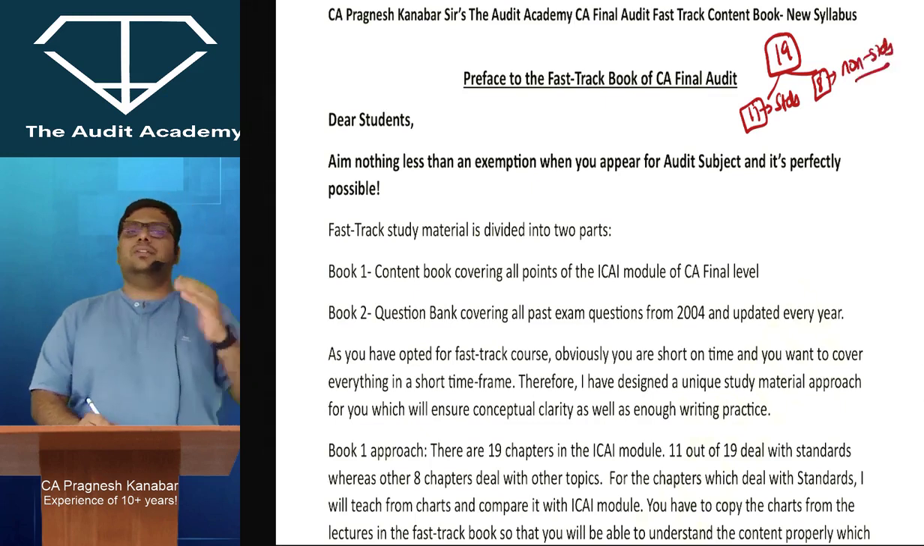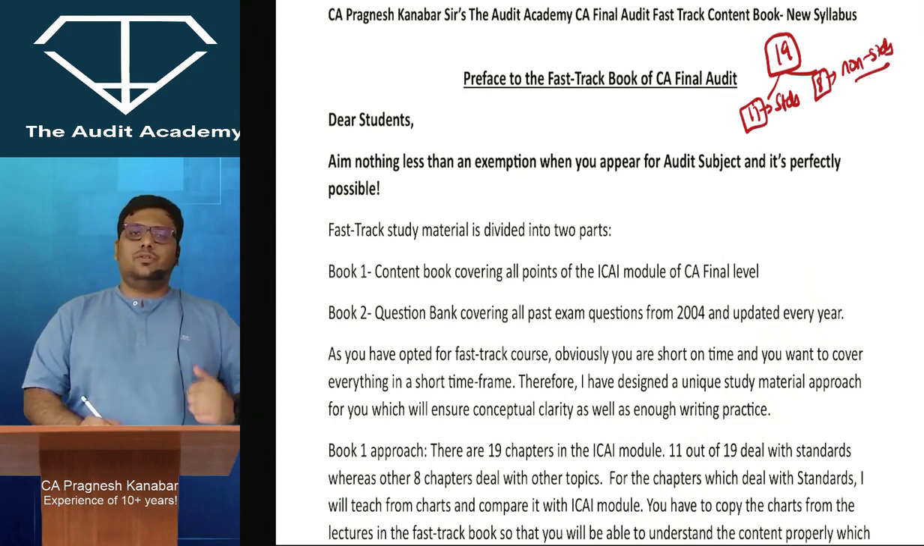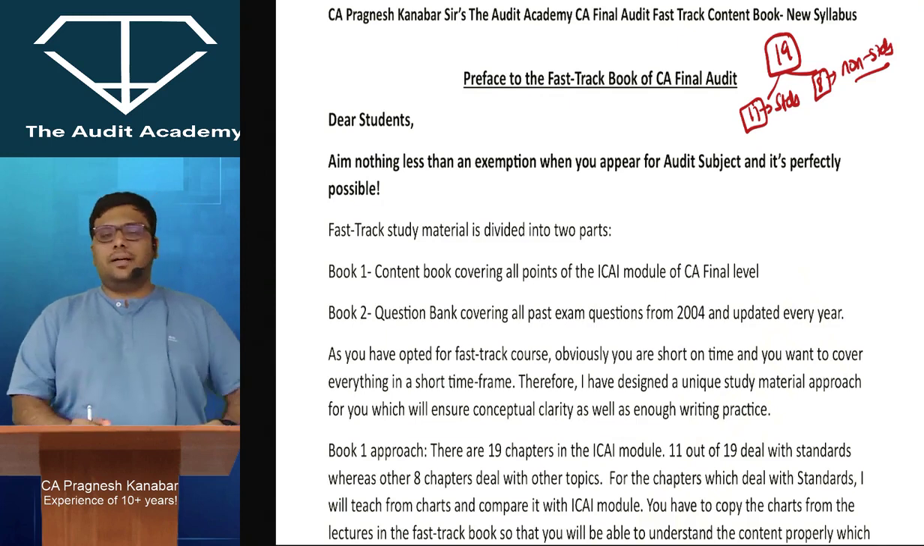and 8 chapters are other than standards topics, like how you had in Inter auditing standards. In Final also you have auditing standards, but in much more detail. And that is the segregation given by the institute.